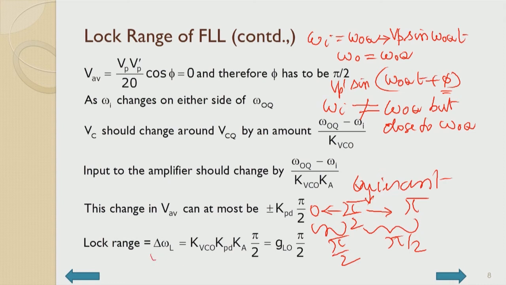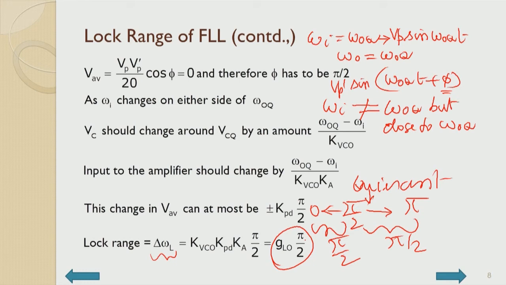So that is called the lock range delta omega L, which is KVCO KPD KA into pi by 2. KPD into pi by 2 into KVCO into KA, which is nothing but GLO, this we have called the DC loop gain, into pi by 2. So that is called the lock range. It is nothing but the DC loop gain into pi by 2.